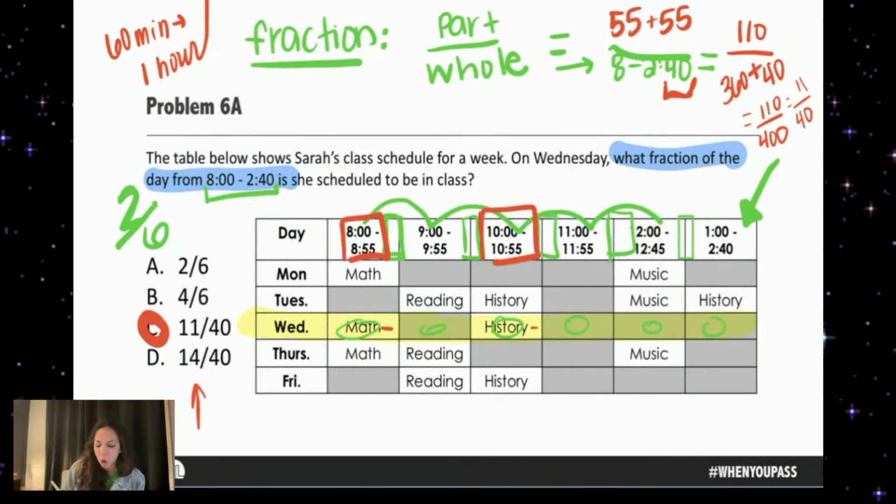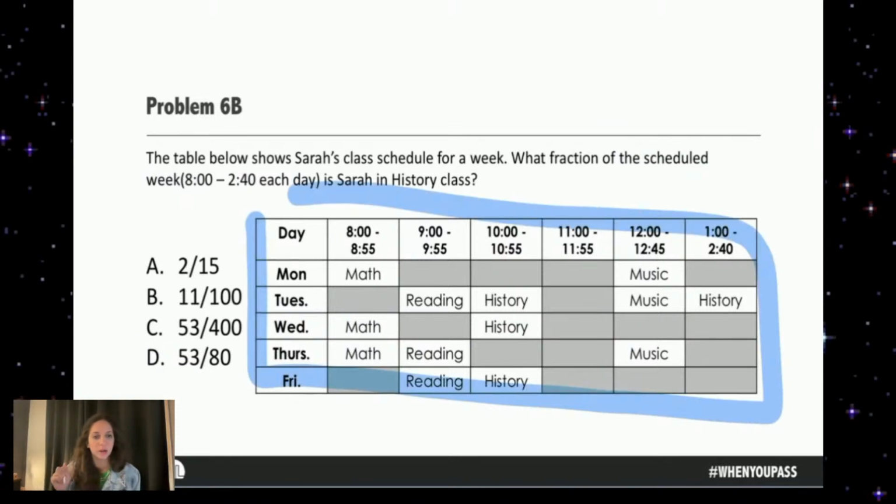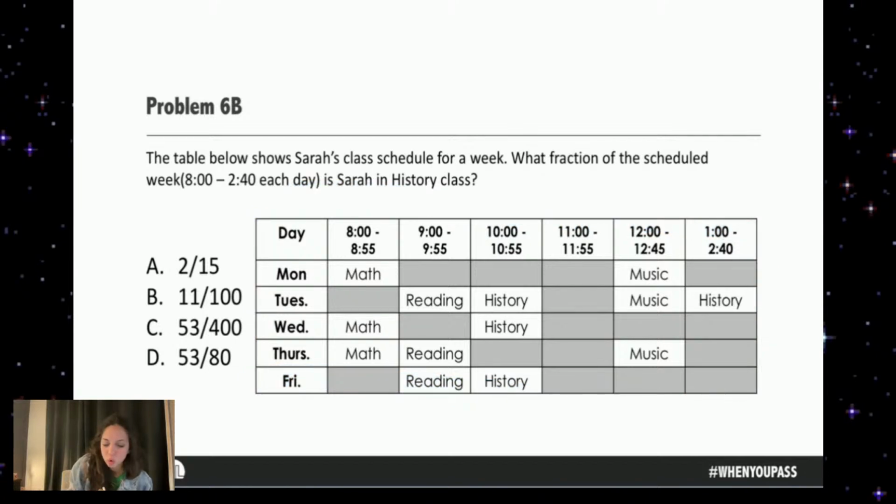All right, let's do one more problem, which is the same chart, but I wanted to ask a different problem about the same chart, and then we'll close it out. So here's a picture of Sarah's class schedule. What fraction of the scheduled week is Sarah in history class? So now we're looking not at a day, but at how much she is in history class.